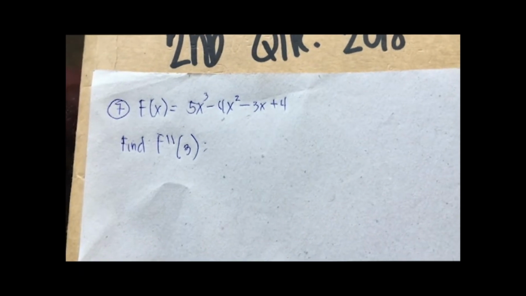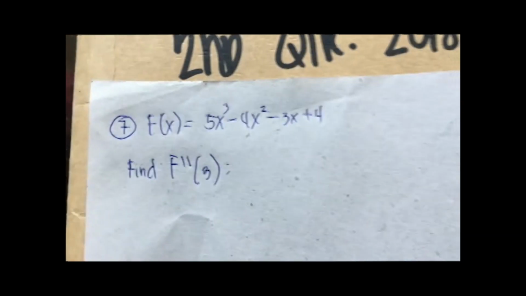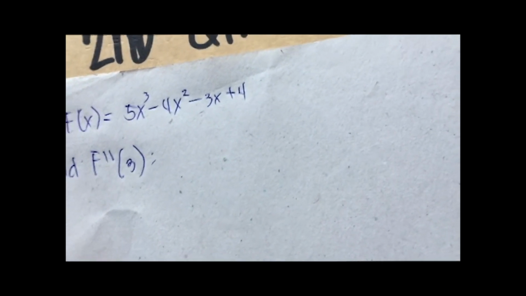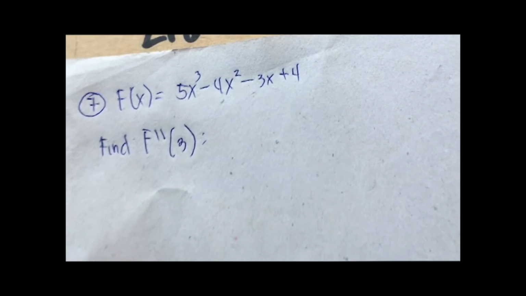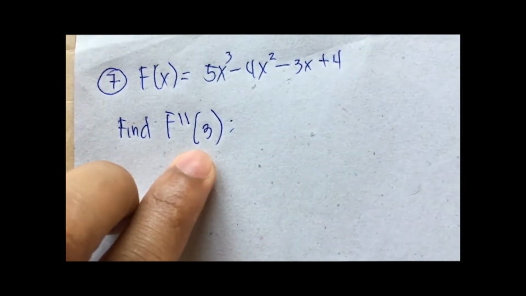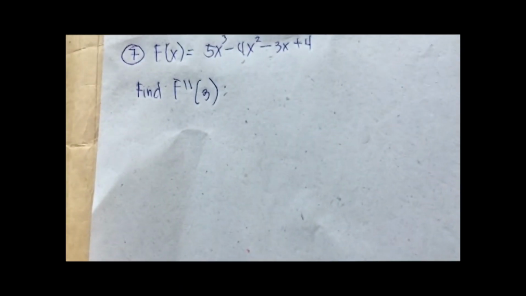Example number 7. Let's have our seventh example. f of x is equal to 5x cubed minus 4x squared minus 3x plus 4. Find f prime prime. In our previous lesson there was only one prime, but now there are two primes. This is the process: you need to get the derivative first, then derive the derivative again. That is the double derivative, because it is double prime. After getting the second derivative, that's the time to substitute. Could there be three primes? Yes. Then you get the derivative three times.